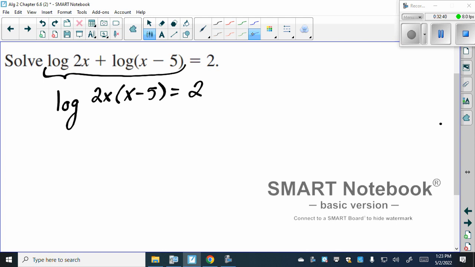And at this point here, now we're doing the exact same thing as we did on the ones before. Now this one, they did not write the base in, but what is the base for this log? It's understood to be 10. Because whenever we have log without a base written, it's understood to be 10. The natural log is understood to be e. So here, 10 and the log will cancel each other out, leaving us with 2x times x minus 5 is equal to 10 squared, which is 100.